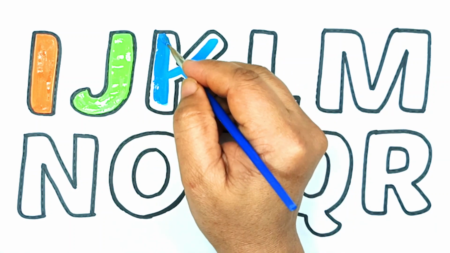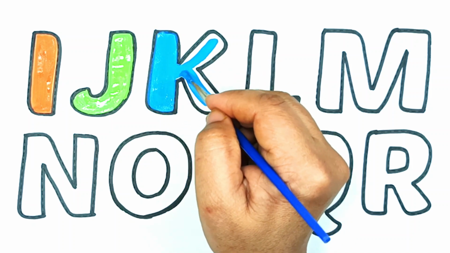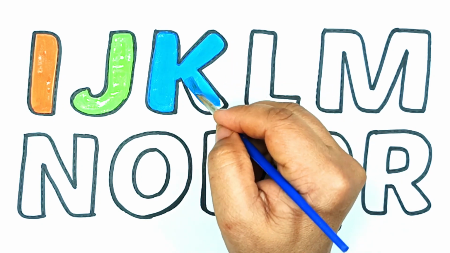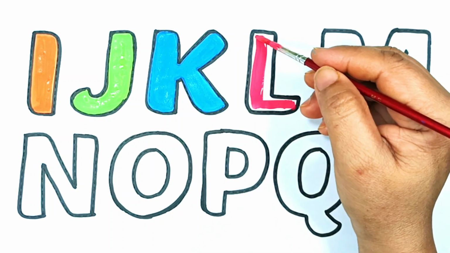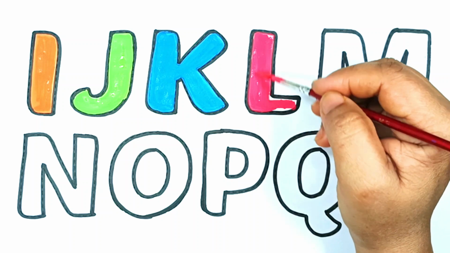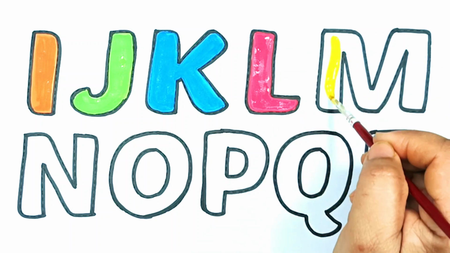K for kangaroo. K for key. K for koala, he's cute and he's brown. L for ladder. L for leaf. L is for lamb, he's prancing around.